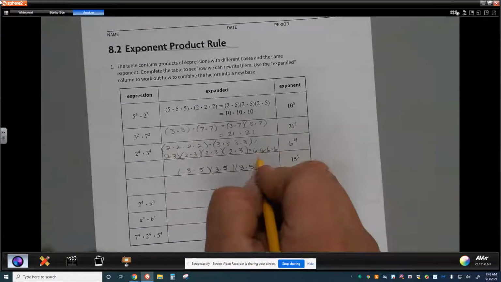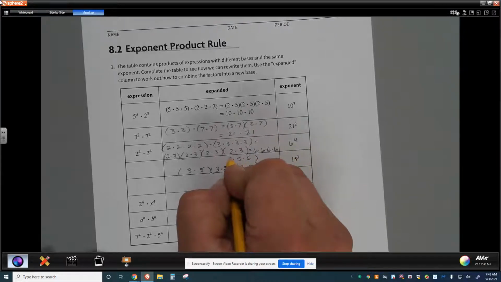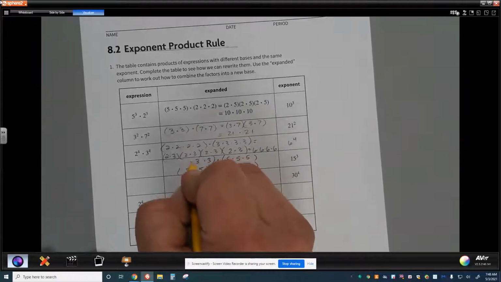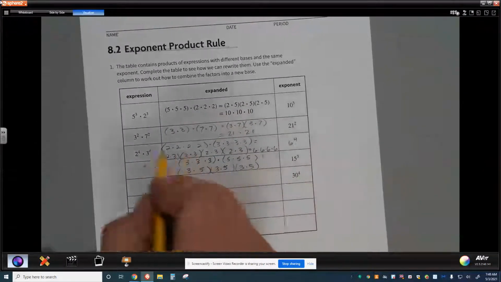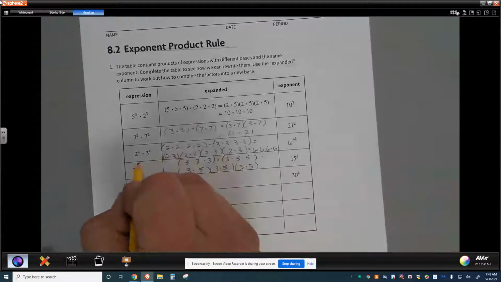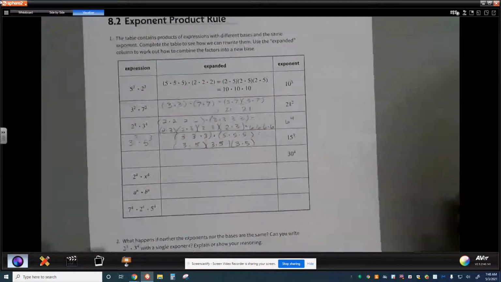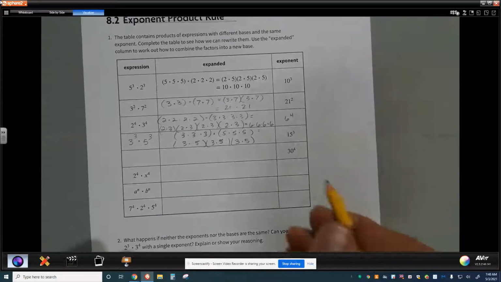And then the step before that would just simply be something like 5 times 5 times 5 times 3 times 3 times 3. And then we see going backwards into these pieces that we have 3 to the third power times 5 to the third power. Okay.